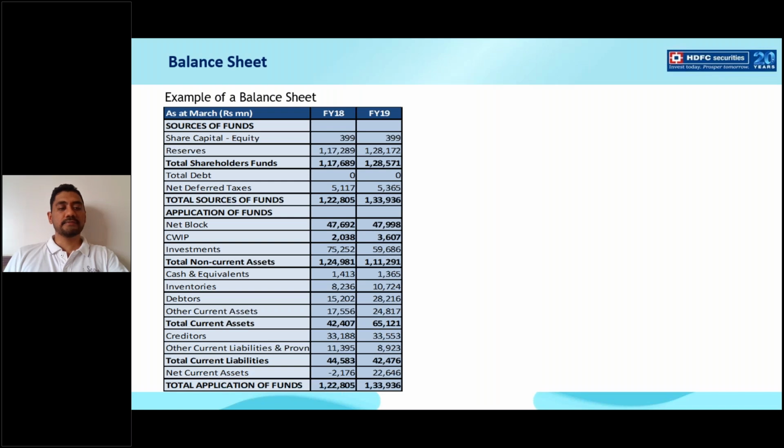Then we have current assets, which include inventories, debtors, short-term loans and advances, and other current assets. From the current assets, we reduce the accounts payable or the creditors and the other current liabilities, which gives us the net current assets. So this is how we need to prepare a balance sheet of the company, which makes the analysis of the ratios easier.